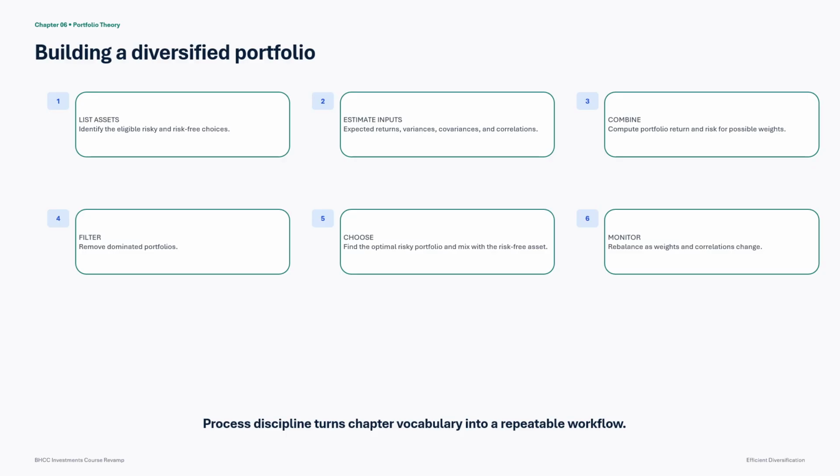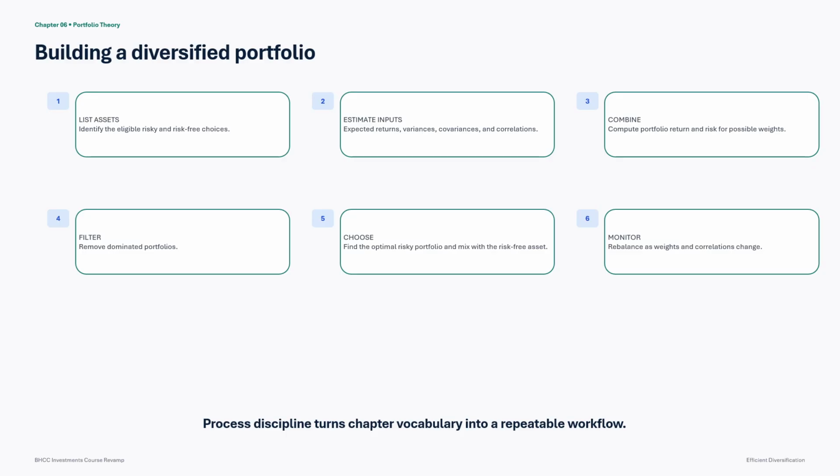Step 2 is to estimate the inputs. We need expected returns, variances, covariances, and correlations. This is where most of the uncertainty enters. Historical data provide evidence, but expected returns are especially difficult to estimate. Small input changes can produce surprisingly large changes in an optimized portfolio.